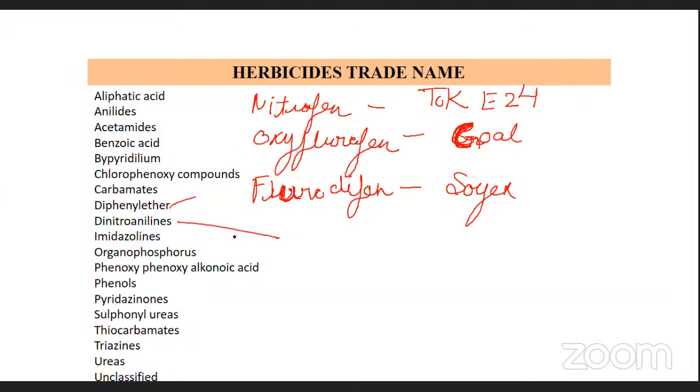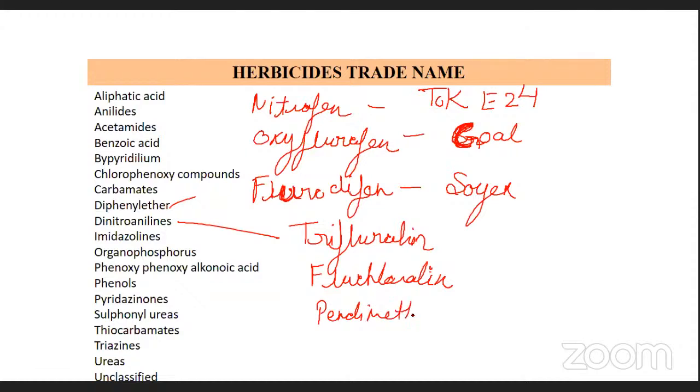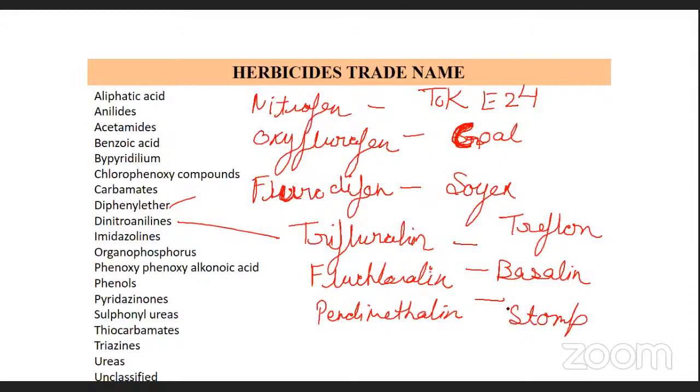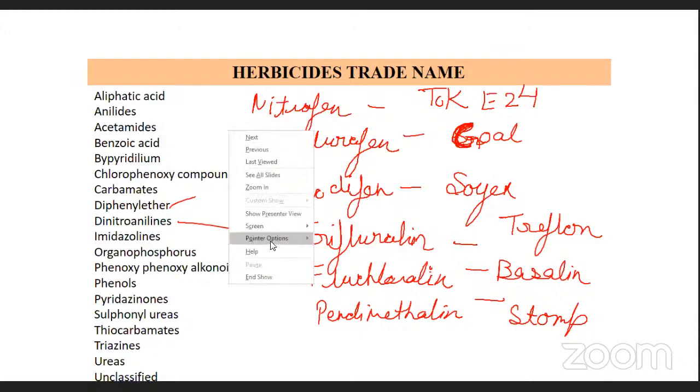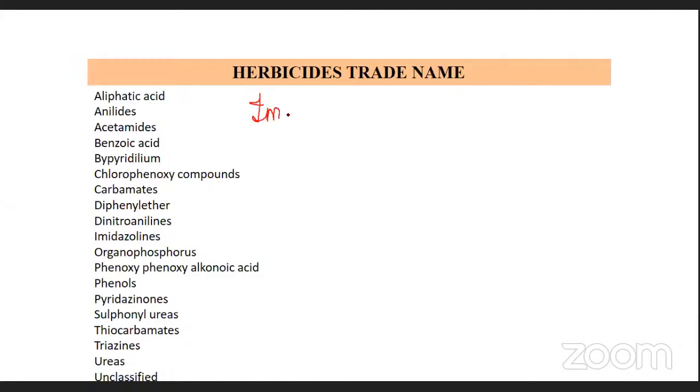Then in nitroanilines, we are having trifluralin, fluchloralin, and pendimethalin. The trade name of trifluralin is Treflan. Fluchloralin is Basalin. Pendimethalin is Stomp. Then in imidazolinone, we are having imazethapyr, and the trade name of it is Pursuit.